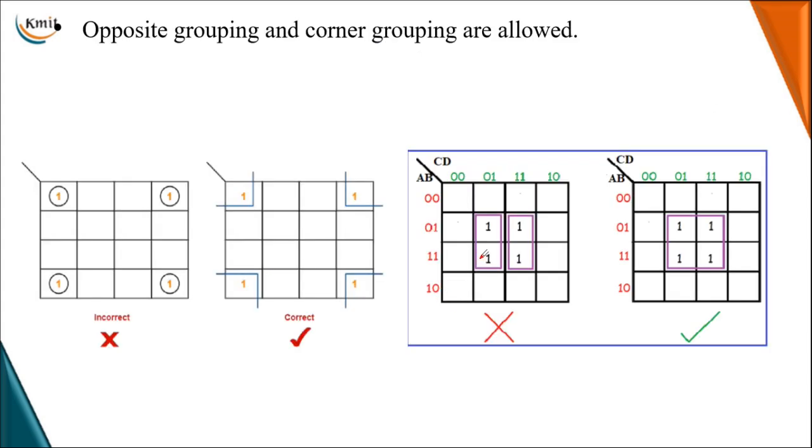Next, here also we have 1 1 1 1. So we should not prefer the lower squares. Instead, we have to prefer the higher order squares, which can form a 4 square adjacency, not the 2 square adjacency. Next, this is the wrong way of adjacency, and this is the right way of forming a big square.